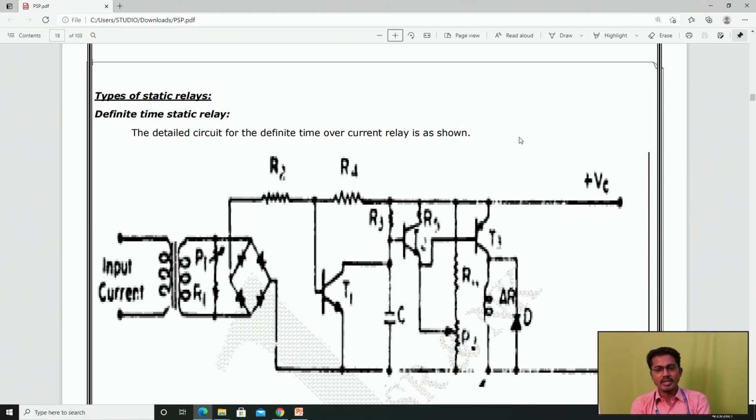It will take the time of 5 minutes means 5 minutes. It will be waiting for the operation. After attaining 5 minutes, the relay will get activated. This is the defined time static relay.